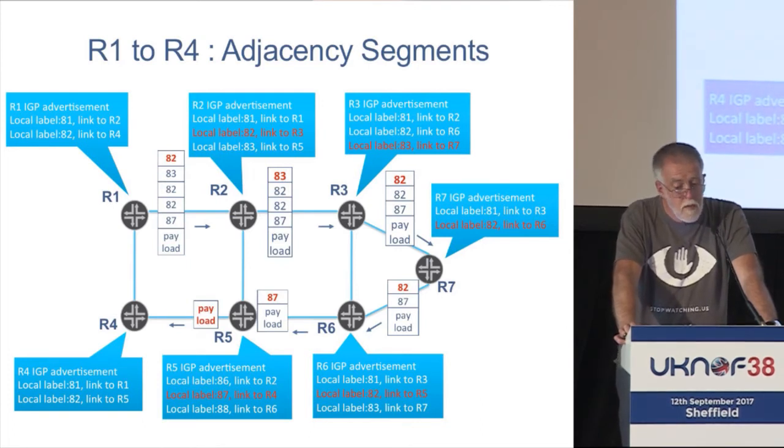So working backwards, at R1, when R1 wants to send a packet to R4, along this path, it can build that label stack, it computes that label stack, pushes it onto the packet, injects the packet, and off it goes as pop and forward all the way through the network.